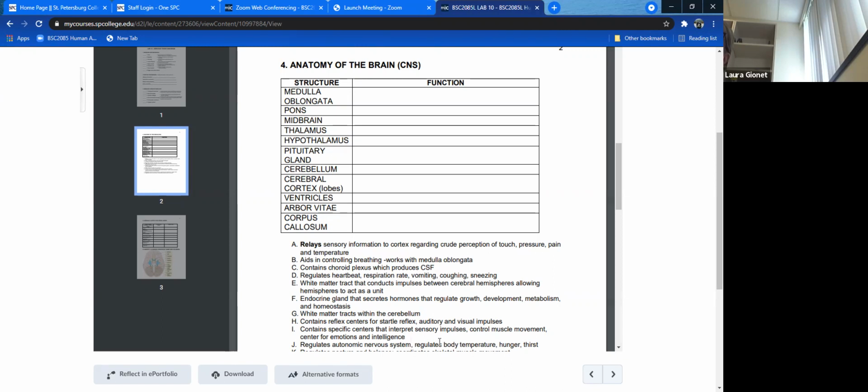I contains specific centers that interpret sensory impulses, control muscle movement, and serve as the center for emotions and intelligence. This goes with the cerebral cortex, because those functions are found on particular lobes of the cerebral cortex.